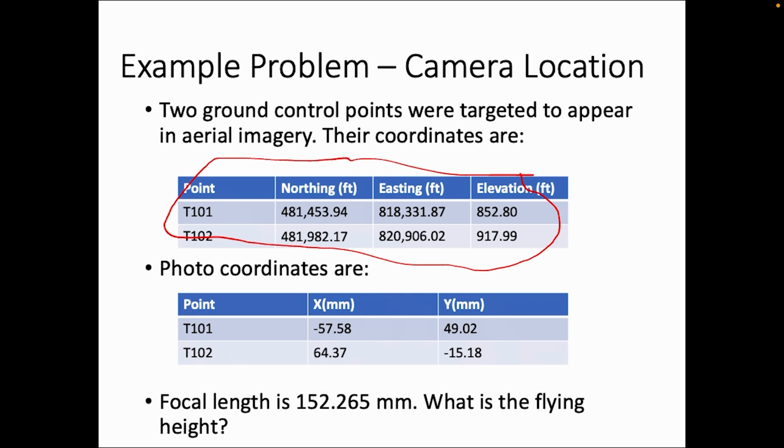So the distance, I've done the calculation for you, but if you want, you can pause the video and work that out yourself. The distance between these 2 points, T101 and T102, we're going to take the square root of the difference of these numbers squared and then add them together. So we'll take the difference between the northings, square that, add to that number the difference between the eastings squared, and then we're going to take the square root of the sum.